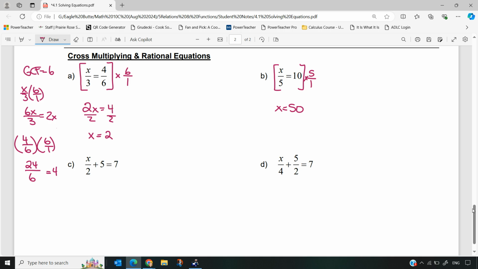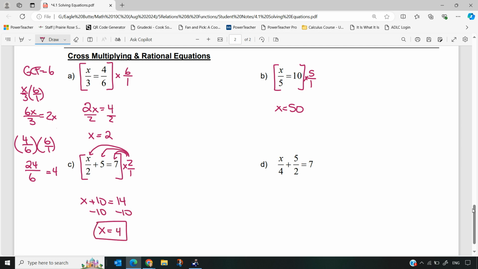For c, I can multiply the entire equation by 2, which is like multiplying by 2 over 1. So as I multiply through, x over 2 times 2 just becomes x. 5 times 2 is positive 10. And 7 times 2 is 14. Make sure that you're multiplying through the entire equation. As I peel away that 10 layer, I'm just subtracting 10 from both sides. So that's going to give me x equals 4.